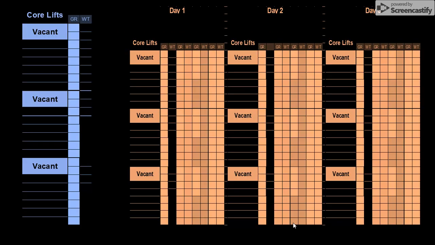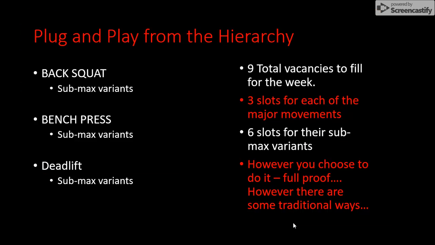Right, so here in the blue on the left, we have 3 vacancies per day. And then on the right, we have the week layout, day 1, day 2, day 3. 3 vacancies each day gives us 9 vacancies to fill with exercises. So all we're going to do is plug and play from the hierarchy, right? We have the back squat, the bench press, and the deadlift. These are pound for pound the most stressful, most demanding exercises. They take top priority. So we're going to try and slot 3 of these big guys in for the week, right? So 1 for the squat, 1 for the bench, 1 for the deadlift. And then the 6 other vacancies are going to be for their submax variations, evenly spread out throughout the week.